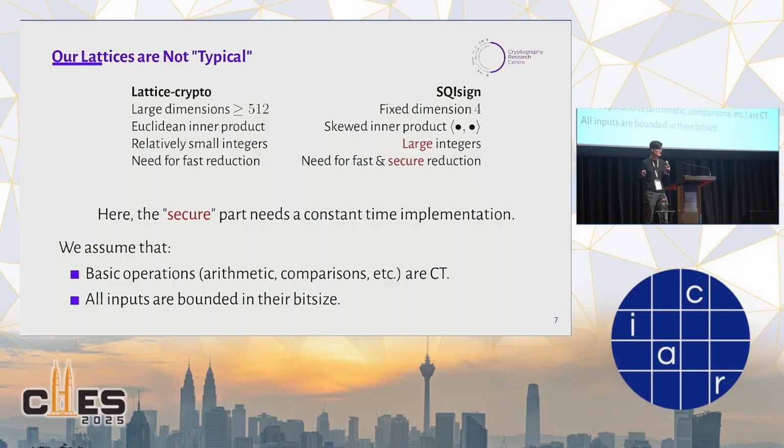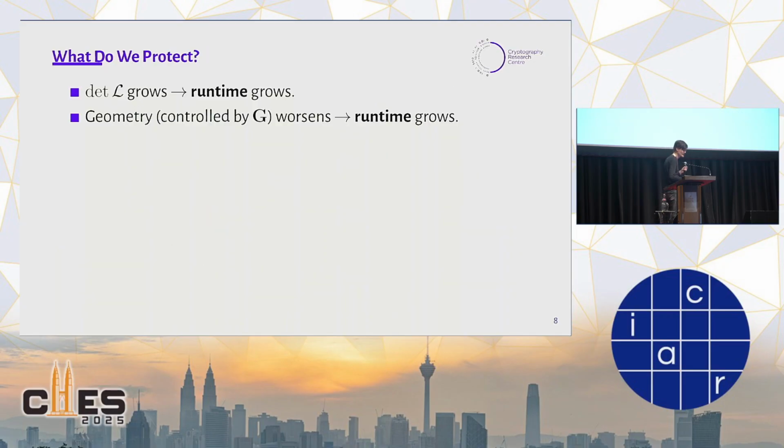We're not talking about masking so far. We only want all the algorithms to run in time independent of a lattice. In order to do so, we first need to assume that we have some basic arithmetics and comparisons implemented in constant time. And we need all our inputs to be bounded in their bit size, because otherwise we would be able to come up with a constant time lattice reduction algorithm.